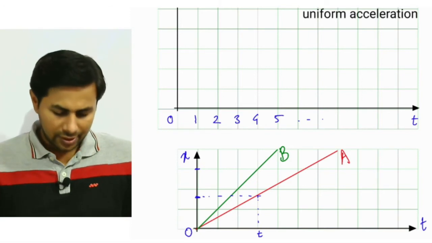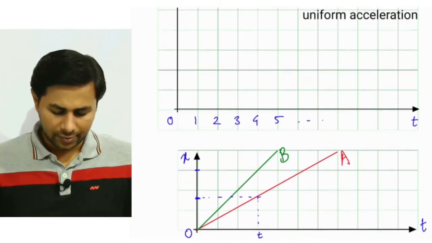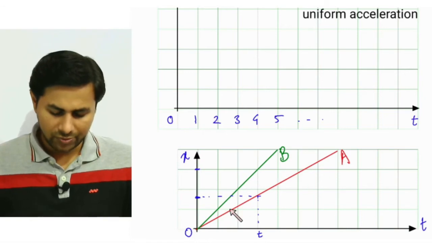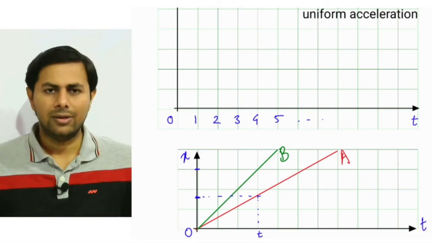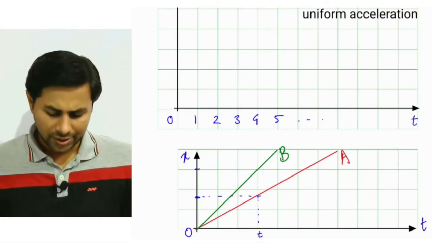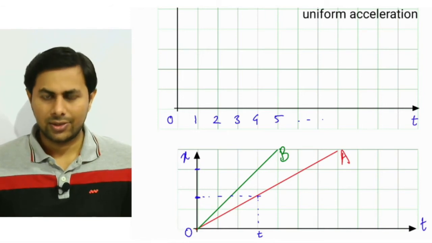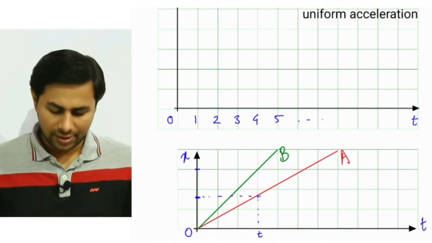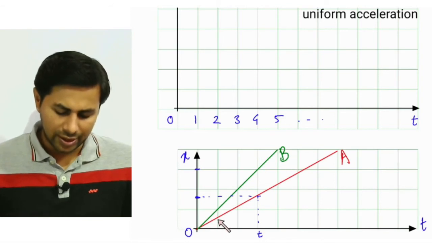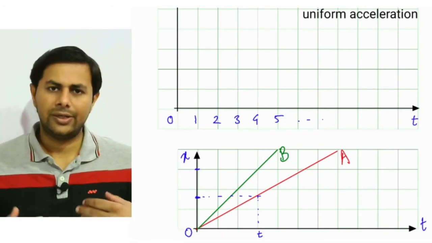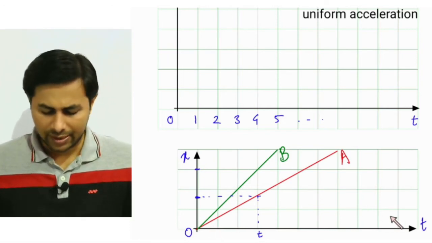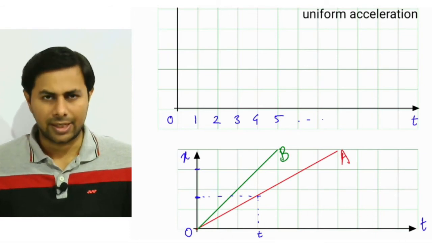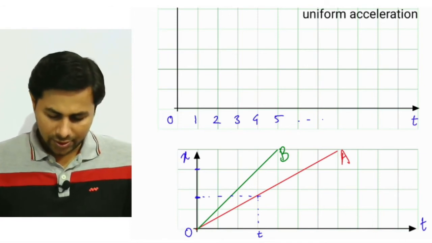Now let's suppose A begins to accelerate. In what direction will the position versus time graph of object A curve? Towards B or away from B? Obviously towards B, because B is moving faster than A. So if A wants to become faster, then its position versus time graph will curve like this. And if it decelerates, that means if it slows down, then its position versus time graph will curve towards the time axis.